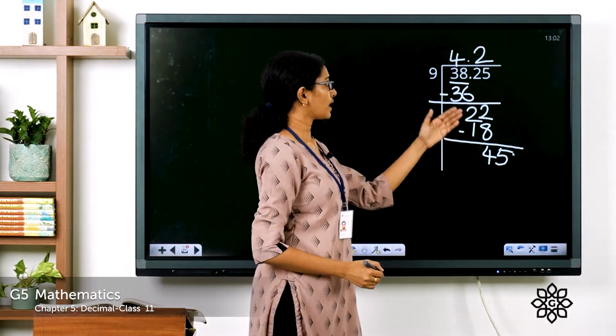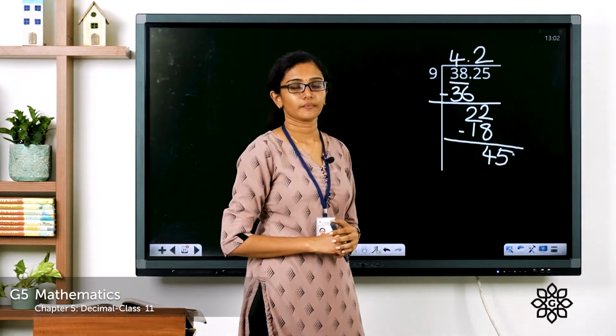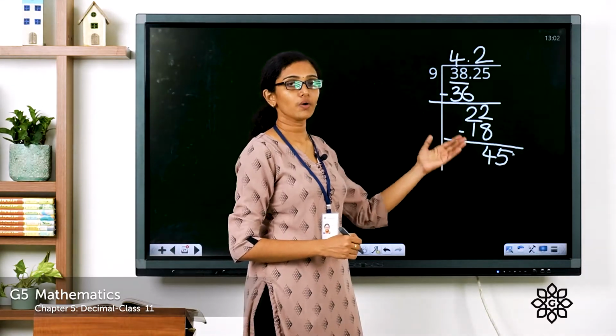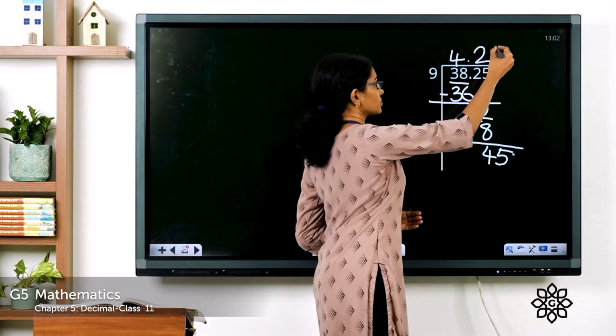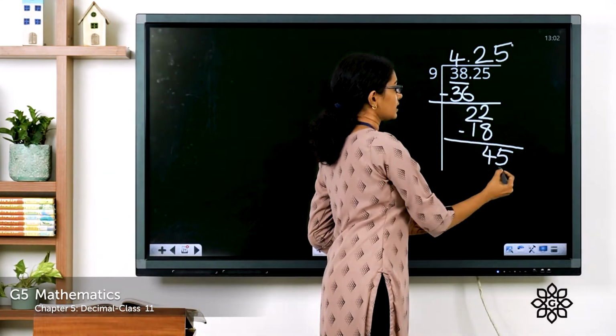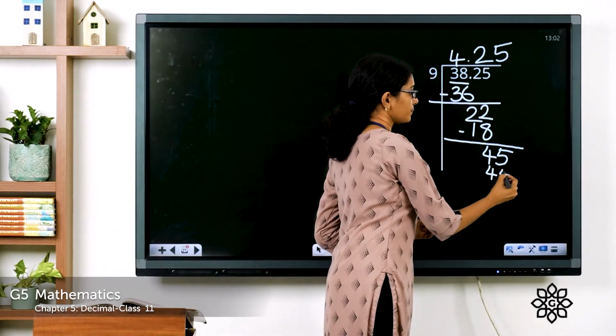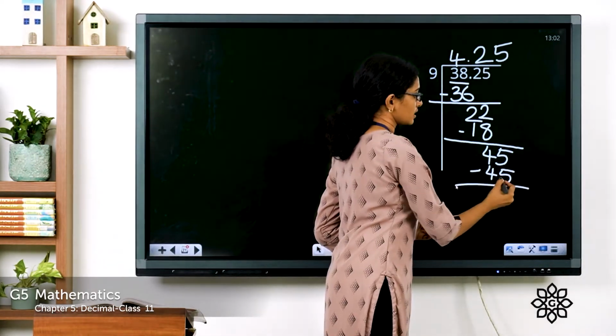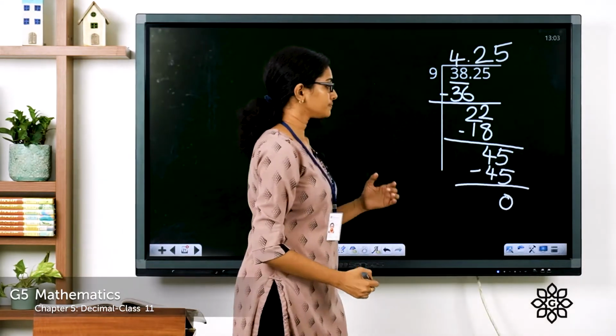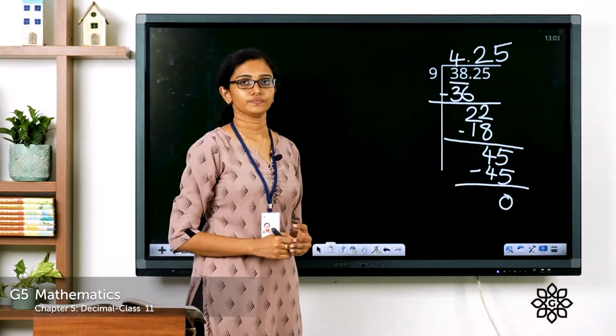Now we have 45 divided by 9. From the table of 9, we know 9 5s are 45. So let's take 5 and write it here. 9 5s are 45. We subtract the numbers, we get 45 minus 45 equal to 0.